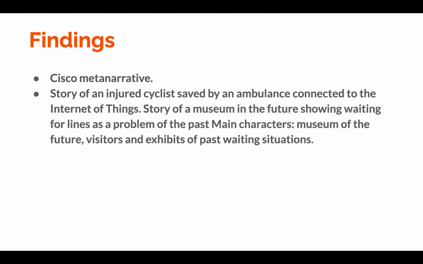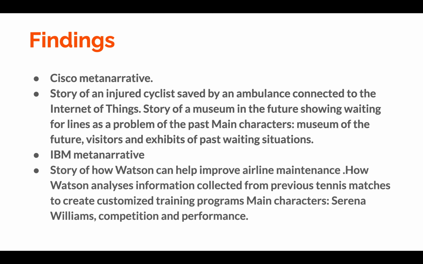In the findings, we see the Cisco meta narrative and the IBM meta narrative. There is one story on Cisco: one cyclist was saved, and how it was saved. Because we use the latest technology, which is Internet of Things. The cyclist was connected with the internet, and when the cyclist got injured, the cycle gave a signal to the local hospital, which was connected with the ambulance, and the ambulance came to the place where the cyclist got injured. The ambulance got the GPS location of the cyclist, and it came and saved the cyclist.